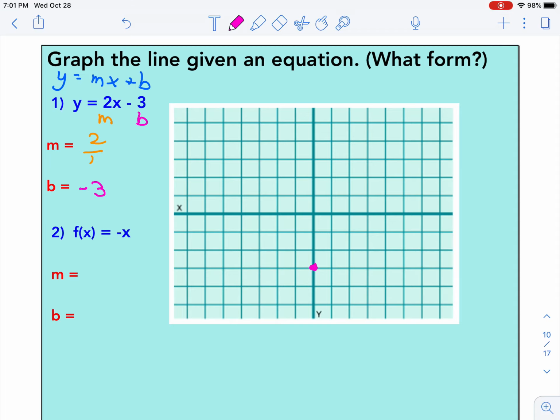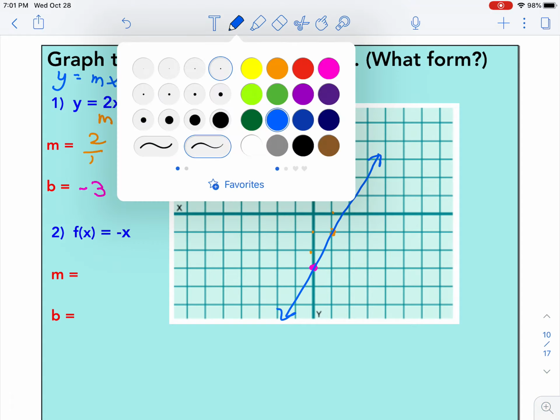So now we can graph that. Here's where -3 is, and then we can use our slope to go up 2, right 1. They're both positive, so you go up and to the right, which is the positive direction. Connect your points. Since it's an equation, we can have all different values of x and it's continuous.